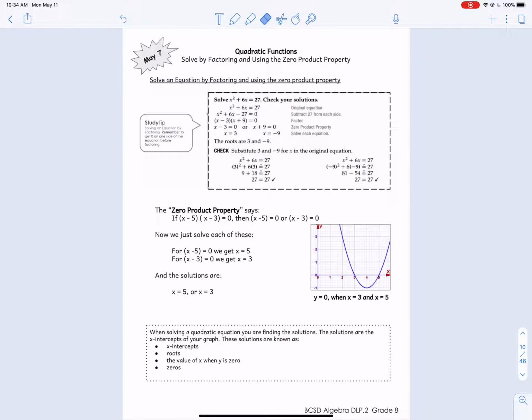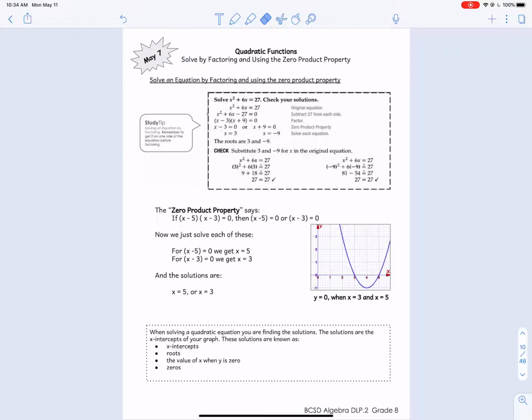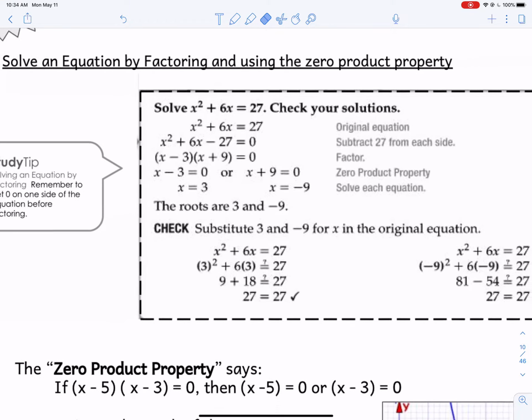Okay, so moving on to the next day. Again, more and more with quadratic functions and solving for zeros. So that's kind of putting everything together that we've been practicing and then applying it to these graphs. All right, so we want to solve quadratic functions by factoring. And it says use the zero product property. So remember, zero product property is applied in this example.